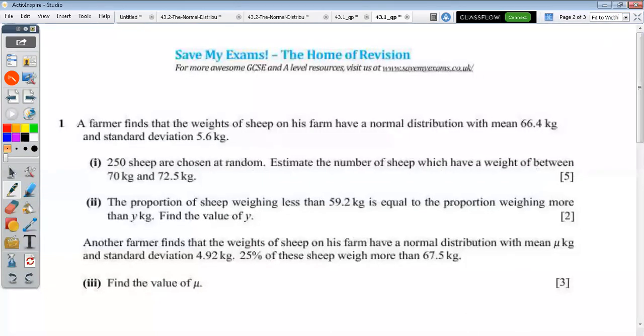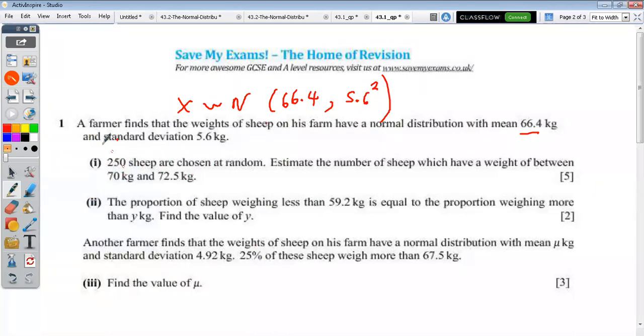A farmer finds that the weights of sheep in his farm have a normal distribution with a mean of 66.4 and a standard deviation of 5.6. So the first thing you do is let any letter, like using X. X follows a normal distribution. What is the mean there? 66.4. And the variance is 5.6 squared. Okay, clear now? Though there's no mark for that, it's just to help you.